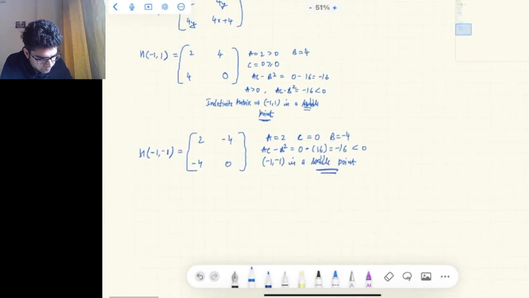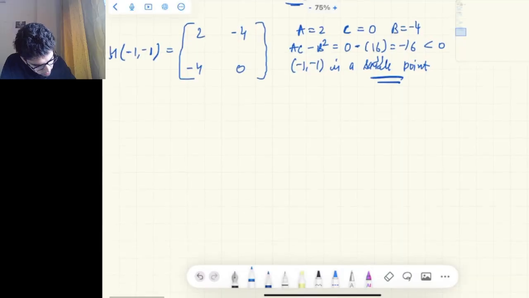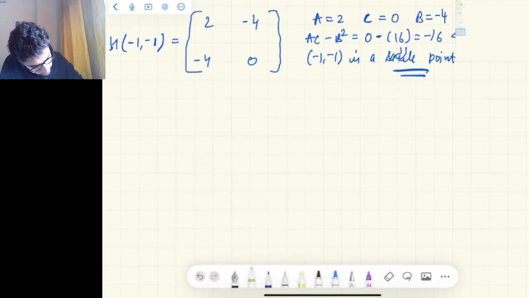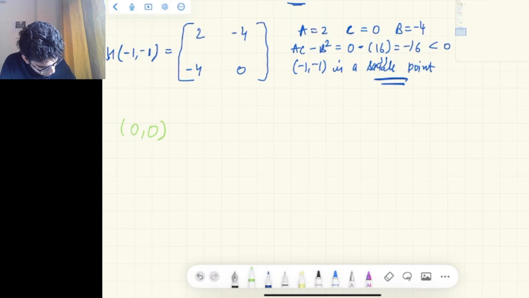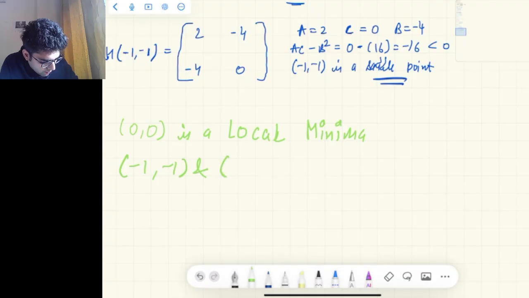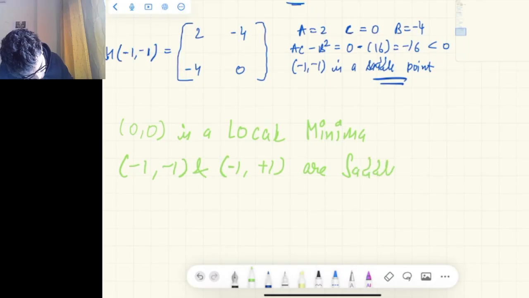So if I conclude my question, I can write a little statement here, and I'll write it in bold, and we don't need to find anything else, right? Or let me just use a green pen here. So 0 comma 0 is a local minima. Minus 1 comma minus 1 and minus 1 comma plus 1 are saddle points, which means neither a local maxima nor a local minima. So this is our final solution.